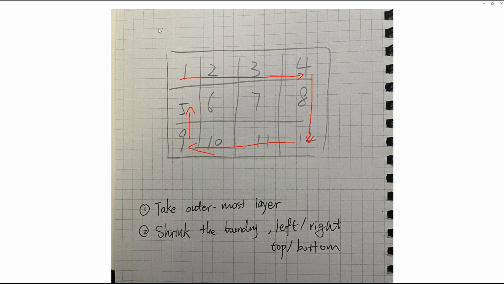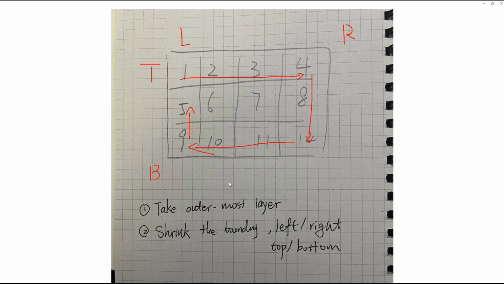In this way, we need to define 4 boundary variables, which is the left and the right. So the right I set out of a boundary of one element is because it will make the code a little bit easier. We will see how it is easy in the code section. So also we need to have the top and the bottom. The bottom is the same idea as the right one. In this way, we can make the code easier. So our idea is to take the outermost layer and shrink the boundary of the left, right, and top and bottom.